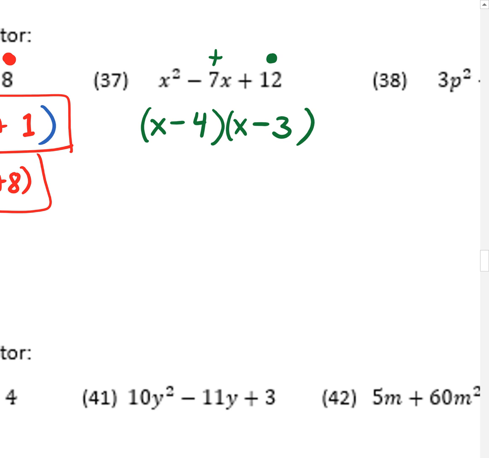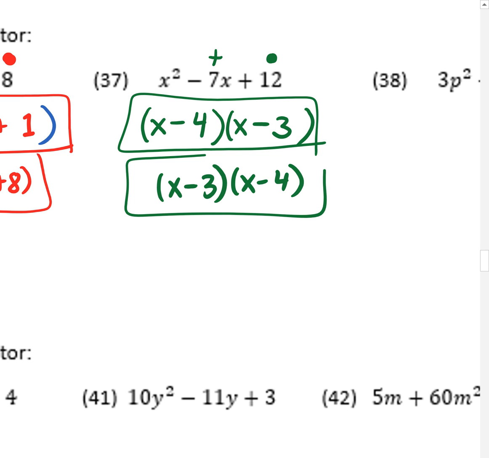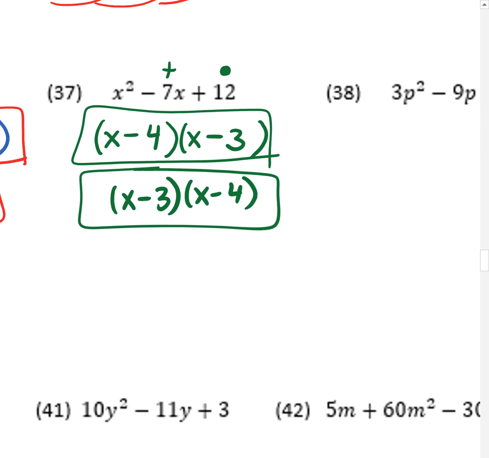Because -4 times -3 is 12. -4 plus -3 is -7. Or again, you could have written it backwards, x minus 3 and then x minus 4. As long as you keep the same sign with the right number, then you're going to be fine. Either one works.